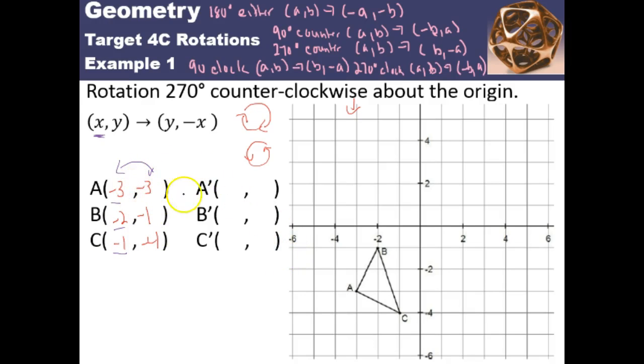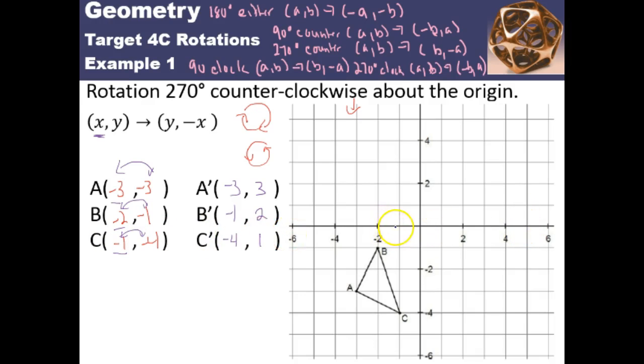So I'm going to go ahead and switch places. I'm going to write this negative 3 first, and then I'm going to write that, but I'm going to change the sign. It was negative 3, now it's positive 3. Now again, these two trade places. So I get negative 1 first, and then instead of being a negative 2, this is going to be a positive 2, and I'm going to write it second. And then here, I'm going to write negative 4 first, because these switch places also. And then this, instead of being a negative 1, is going to be a positive 1.